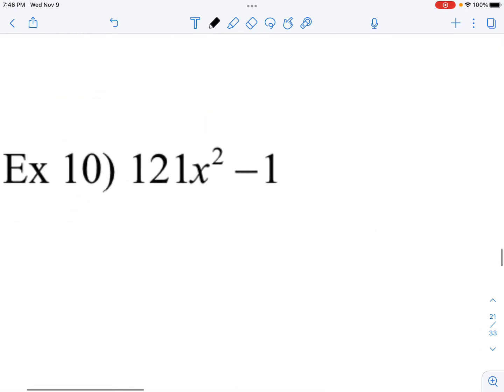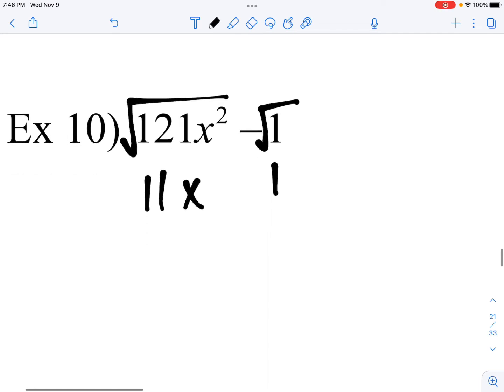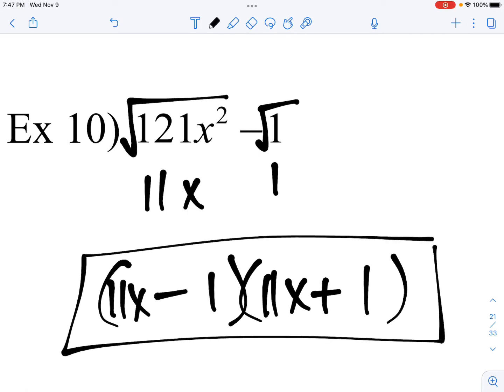Let me do 2 more. How about this one? Again, we have a difference of 2 things that are being squared. You might not recognize 1 as something squared, but 1 times 1 is 1, so you can unsquare or square root 1. How about this guy? 121, when you square root it, you get 11. You can check that in your calculator. And when you unsquare the x squared, you get x. So, one minus, one plus. I'm going to put 11x in the first part of both parentheses, and the 1 in the second part. Awesome.